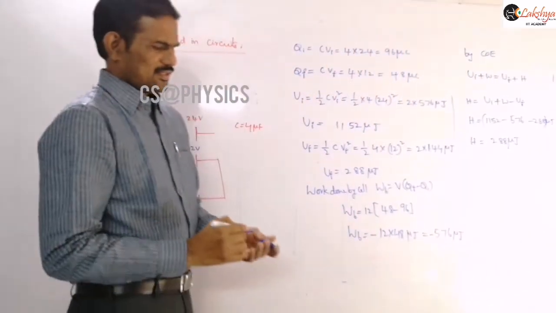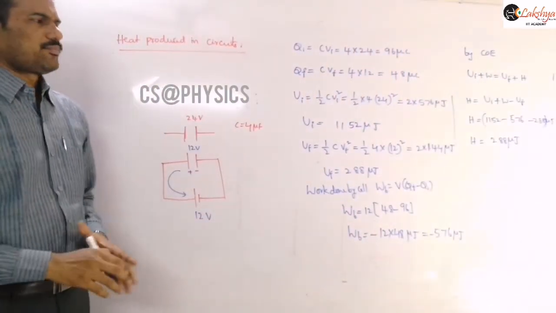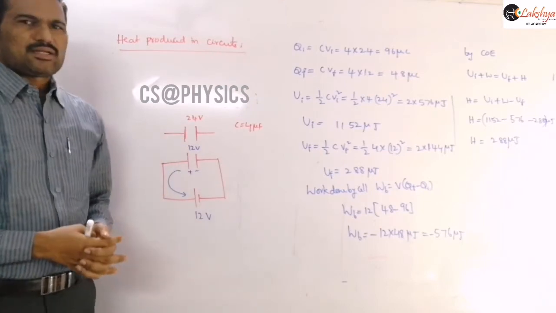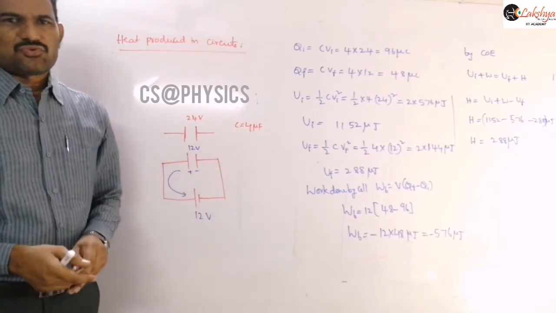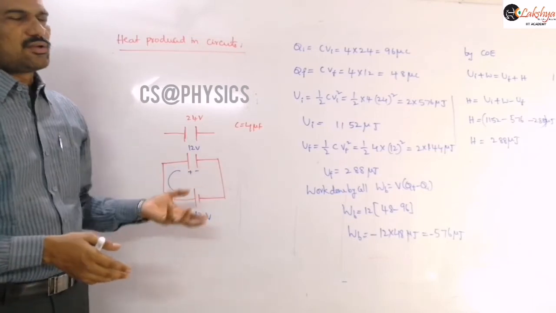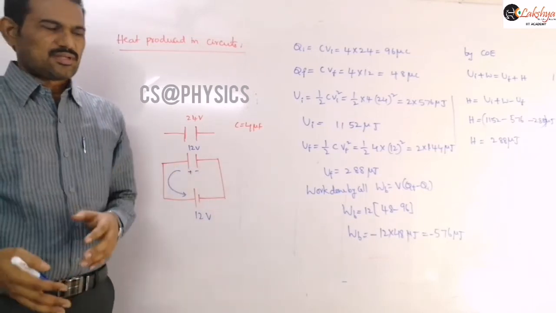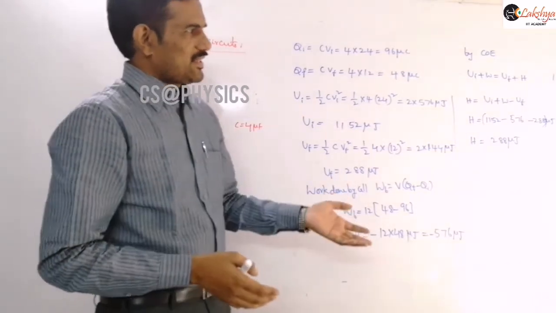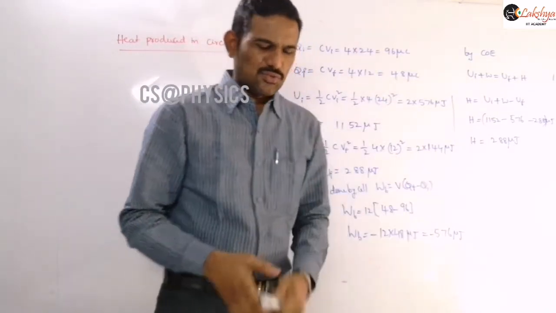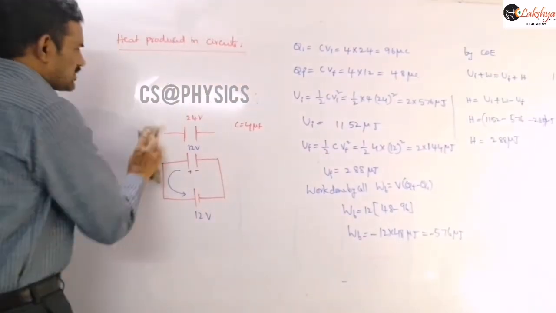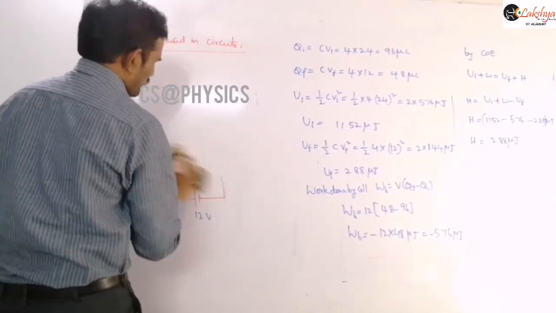This same question they may ask as a multi-correct answer type, or they may ask it as a paragraph question, like heat produced or work done or change in energy. They may give the options like that. If you are calculating heat, then all these calculations you will get automatically here. So now let us see some important problems based on this.